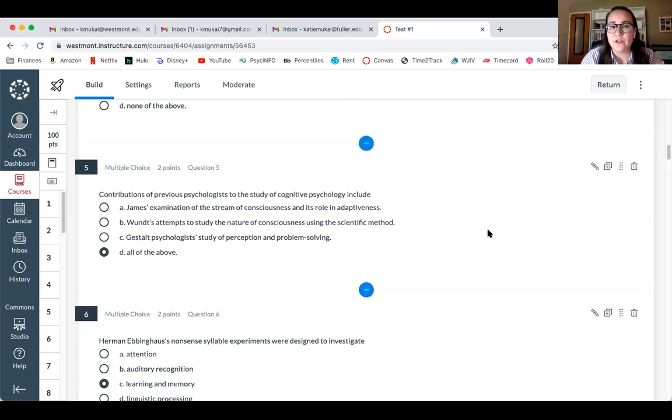Okay, contributions of previous psychologies to cognitive psych, there were a lot. And so because of that, it's all of the above, right? We have William James, who was pretty instrumental in the idea of consciousness. We have Wilhelm Wundt, who was a big name in psychophysics.